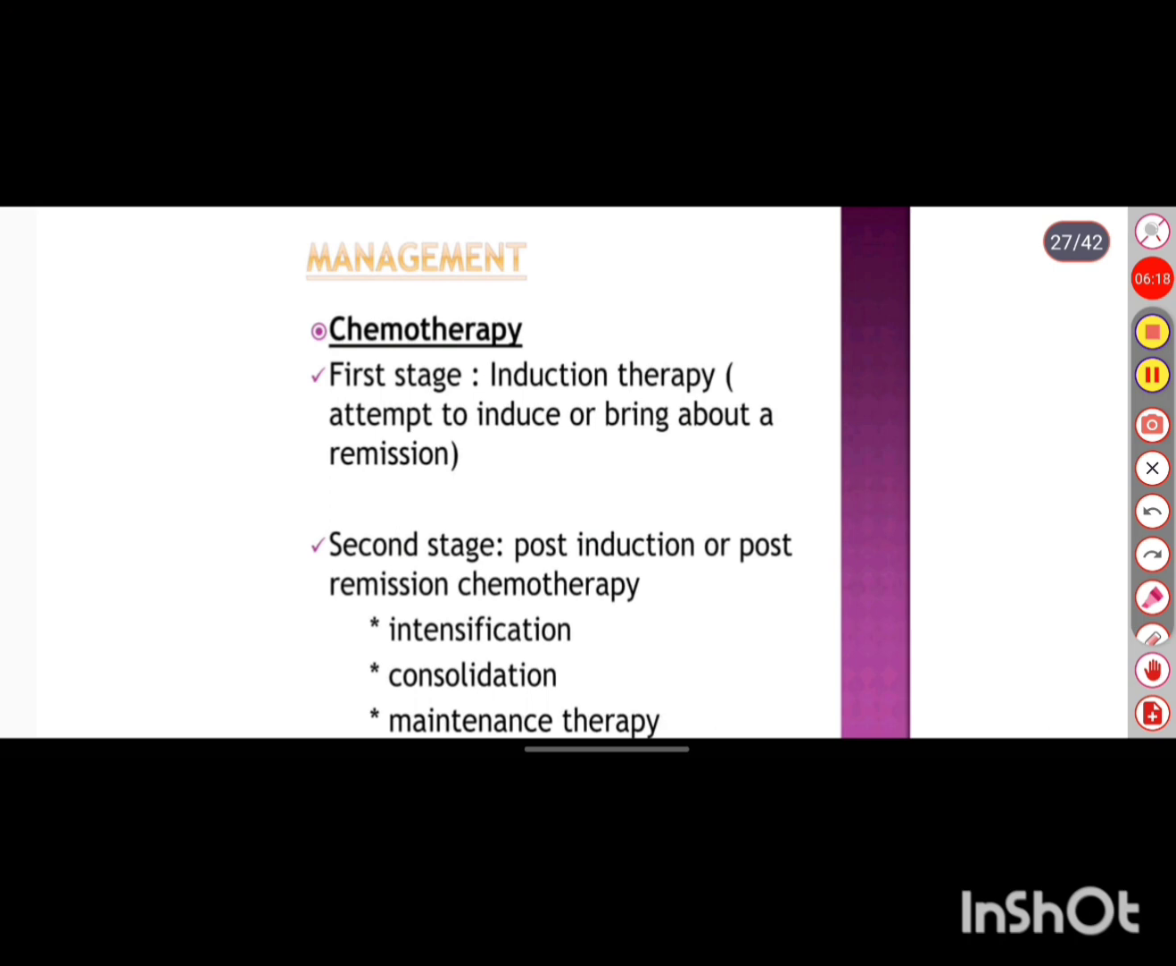Next, they've asked for the management. So for the management, you should write about the chemotherapy. The first stage is induction therapy. Here the induction therapy is used to bring about remission of the disease. That's the first stage of chemotherapy, called induction therapy. And the second stage is post induction or post remission chemotherapy, which is followed by intensification, consolidation, and maintenance therapy.